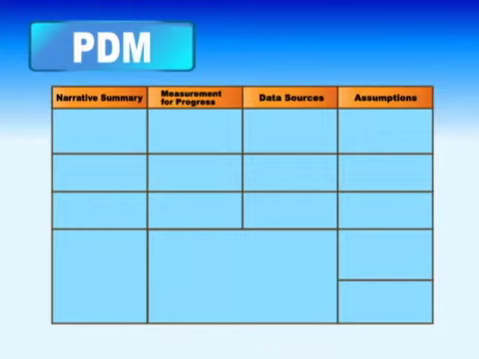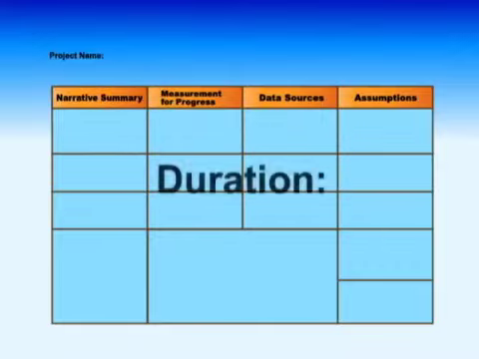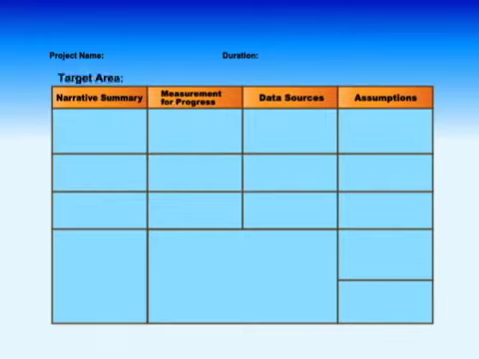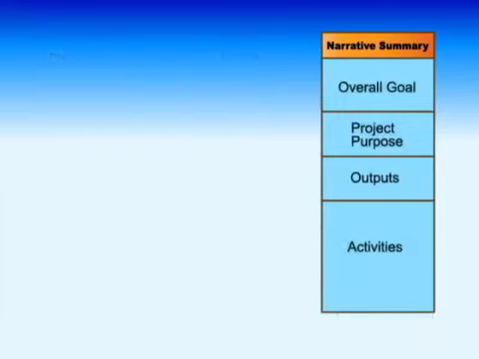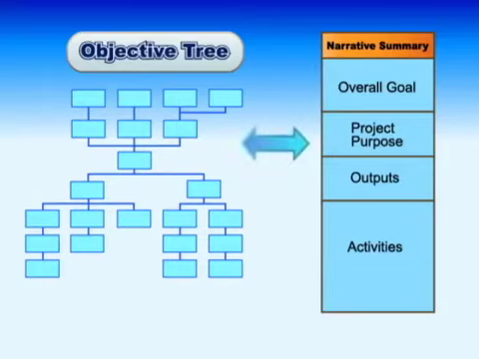Now, allow me to explain how to fill in the PDM for the water supply improvement project in Akihabara village. First, write relevant information in the header section of the matrix, such as the project name, duration, target area, target group, and date. Now, let us start filling in the cells on the matrix. First, we are going to start with the narrative summary. The narrative summary corresponds to the objective tree.